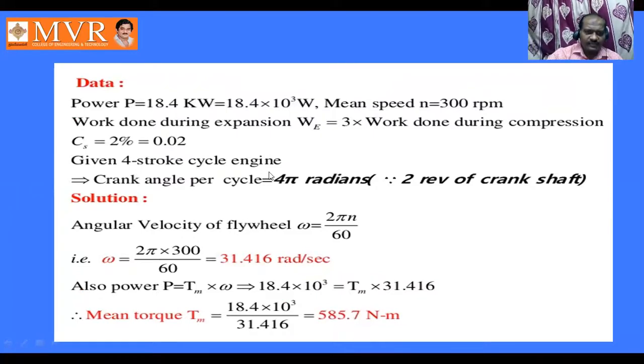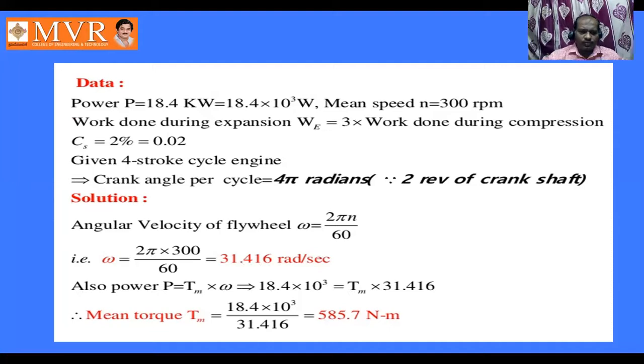As it is a 4-stroke cycle engine, the crank angle per cycle is 4 pi. That means it completes 360 degrees revolution twice, 2 revolutions of the crankshaft, as a 4-stroke. In a 2-stroke, it completes in 1 revolution. The angular velocity of the flywheel is 2 pi N by 60. N is given as 300, so omega is 31.416 radian per second.